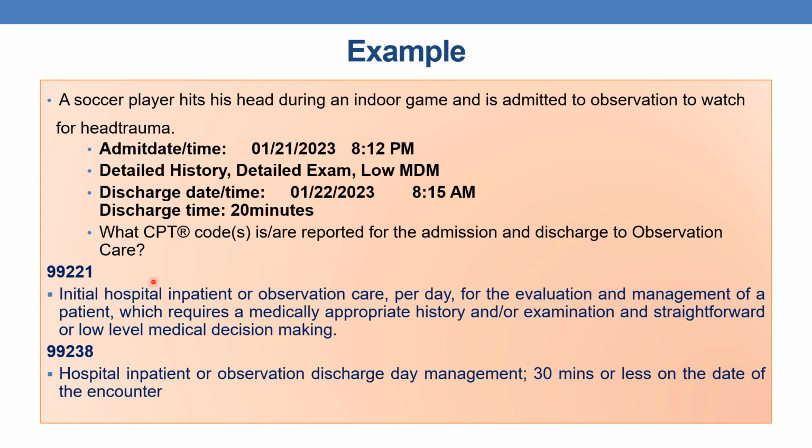Here, the question is what is the CPT for the initial and what is the CPT for the discharge? Initial means the physician has performed a detailed history, detailed exam and low MDM. So the code is 99221. Initial hospital inpatient or observation care per day for the E&M of a patient which requires a medically appropriate history and examination and a straightforward or low level of MDM.